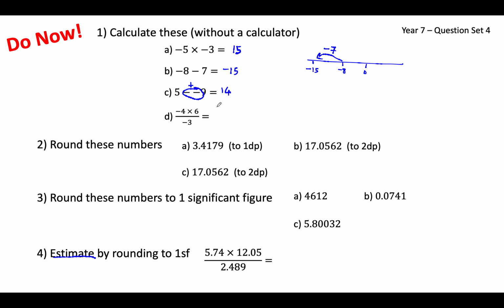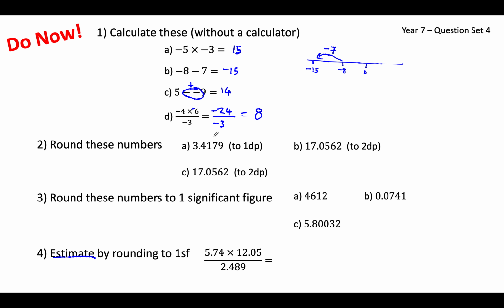Okay, now this one, let's do the top of the fraction first. So we'll leave the bottom alone for now and do -4 times 6. That's a negative number times a positive number, so the answer's negative. And 4 6s are 24. Then I've got -24 divided by -3. 24 divided by 3 is 8, and if you've got a negative divided by a negative, the signs are the same, so the answer's positive.